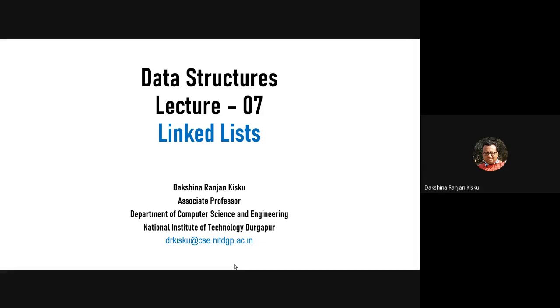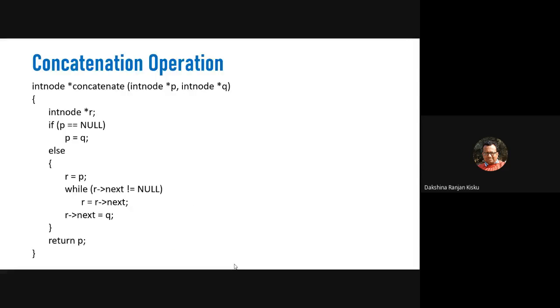Okay, let's start. In the last class, we talked about some operations which are performed on a single linked list. Today we will discuss one more operation, concatenation, on a single linked list. Then we will move on to doubly linked list, and we will also talk about circular linked list. So let us look at one more operation, concatenation, which is performed on a single linked list.